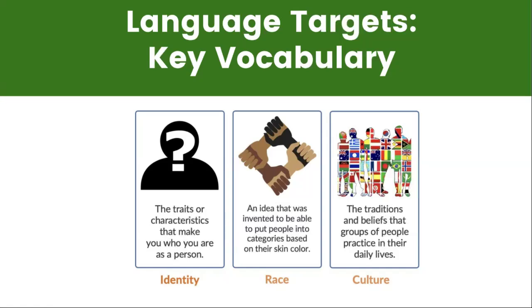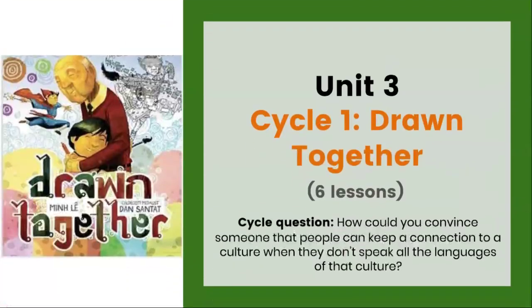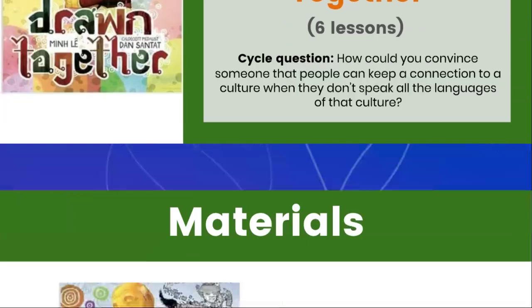Then you will discuss these principal three vocabulary words on identity, race, and culture, where they will be themed throughout the unit as well. Let's jump into Cycle 1, which centers around Drawn Together, with the cycle question: how could you convince someone that people can keep a connection to a culture when they don't speak all the languages of that culture? The hope is by lesson 6, students will be able to answer it with the variety of text and discussions you all engage with.